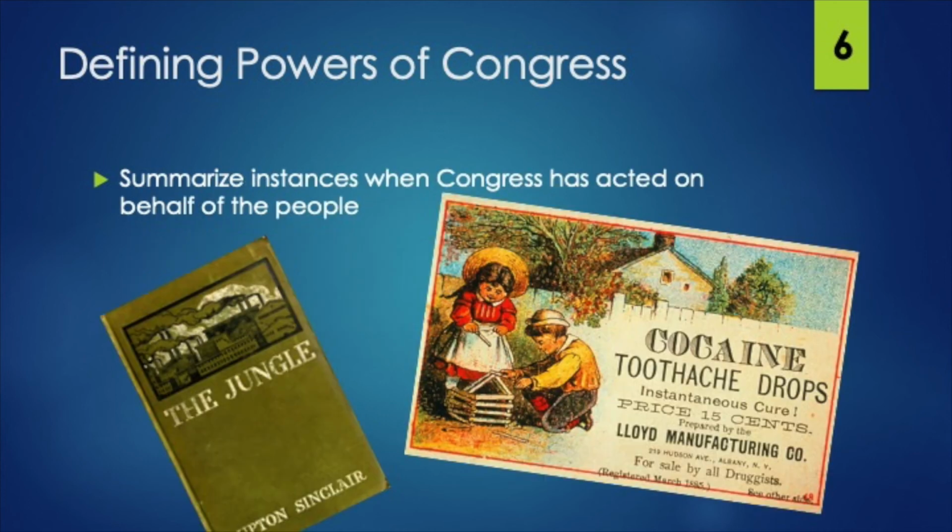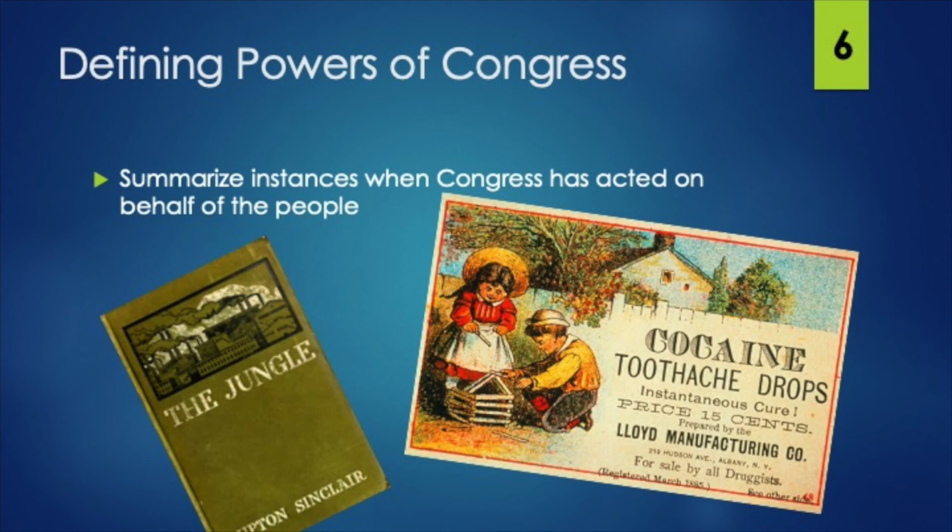Summarize instances when Congress has acted on behalf of the people. In 1906, President Teddy Roosevelt changed our country after he read Upton Sinclair's novel The Jungle. And this book was an exposé that was meant to show how the lives of immigrants were horrible. Instead, it showed the greed and how food companies were treating the food we ate, from the tobacco spit to the rat hairs to even putting sawdust in our food. Of course, Congress, at the urging of Roosevelt, created what was known as the Food and Drug Administration.